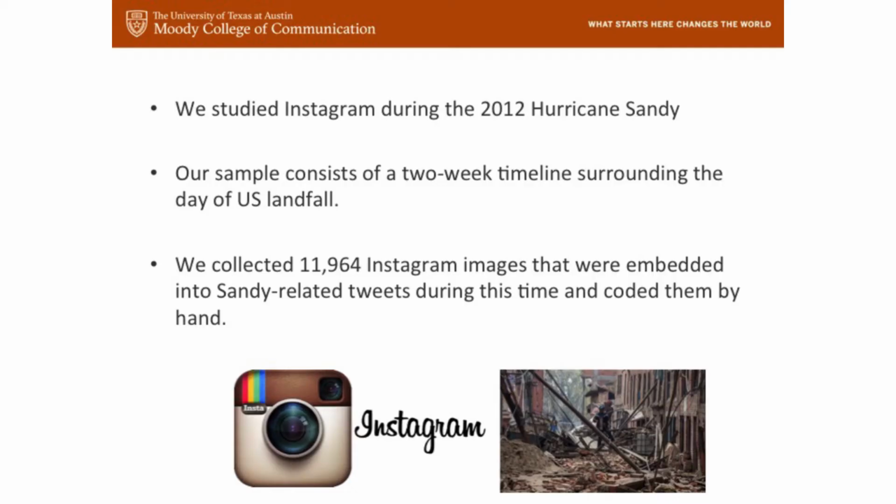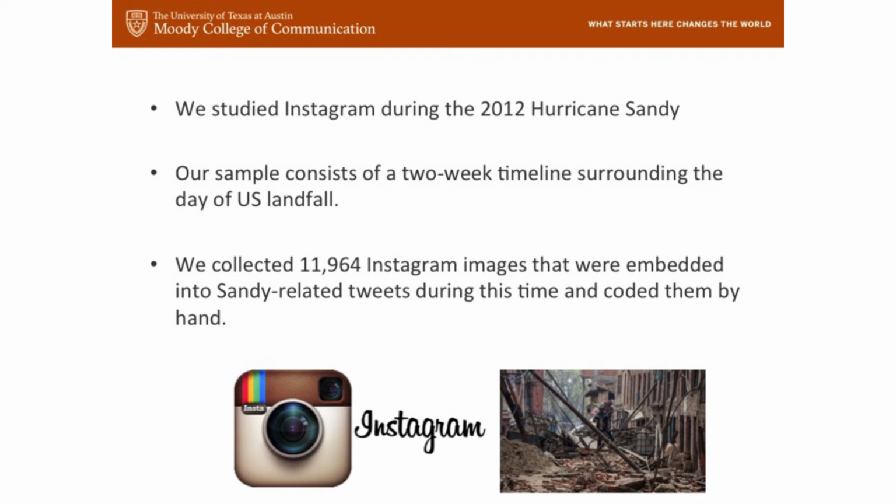So in our case, we studied Instagram during Hurricane Sandy with a 2-week timeline and 11,964 images that were studied. We went through and double-coded each of these. And we did iterative sampling the whole way. It took a long time to do this project. The paper only came out last year, and Sandy was a while ago. So it's not a quick process by any means.